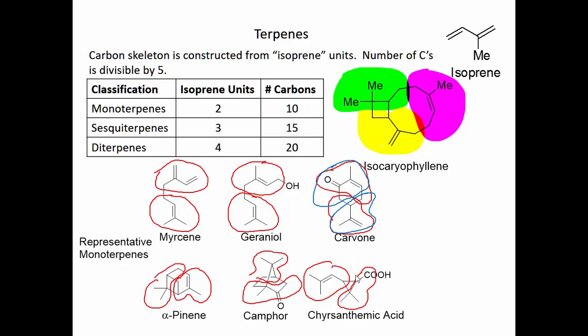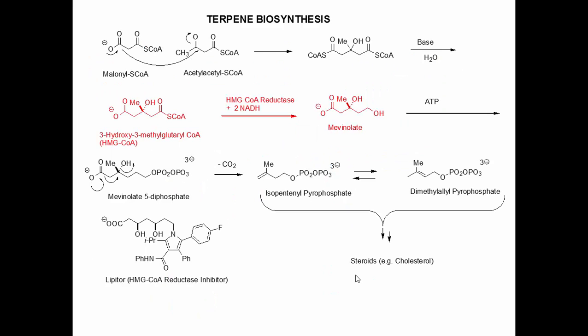Over here I have a sesquiterpene, isocaryophyllene, and you can see it's a much more complex structure, and I've got the isoprene units color coded in this diagram over here. Let's look at how terpenes are created in nature. They're created from acetyl-SCoA, just like fatty acids are, except there's a different CC bond forming step that gives us the branch point.